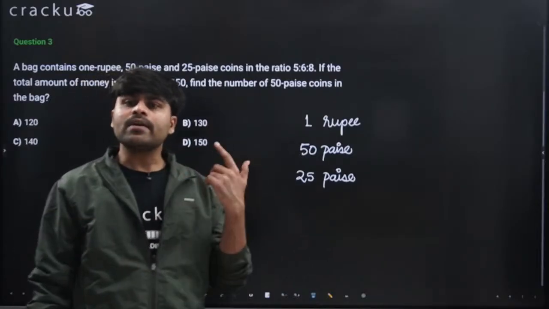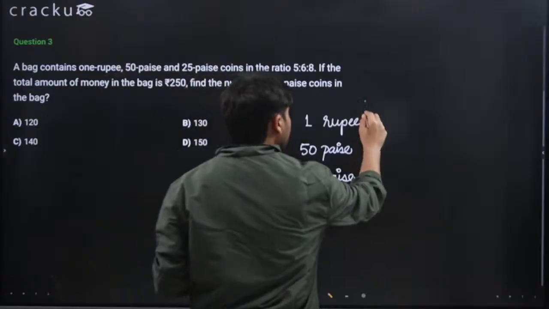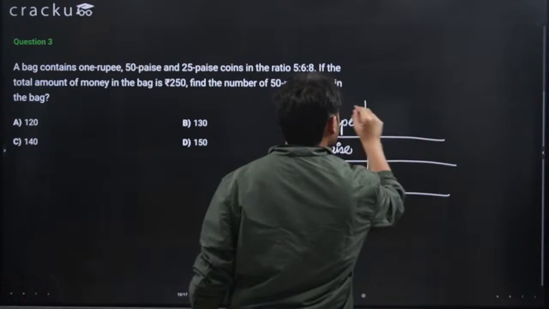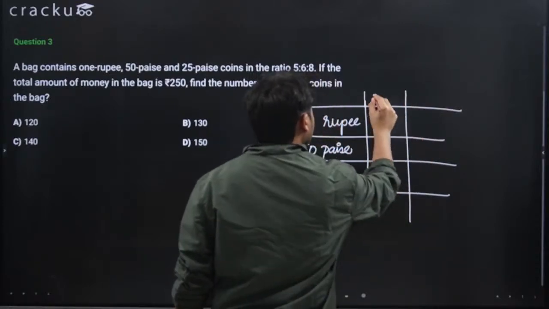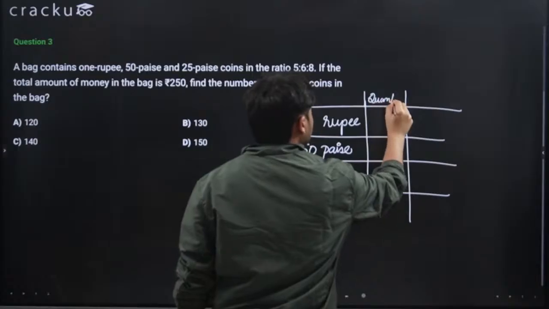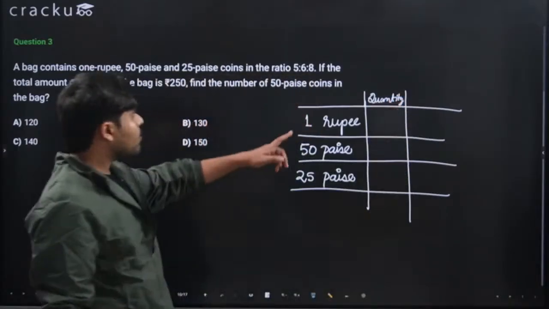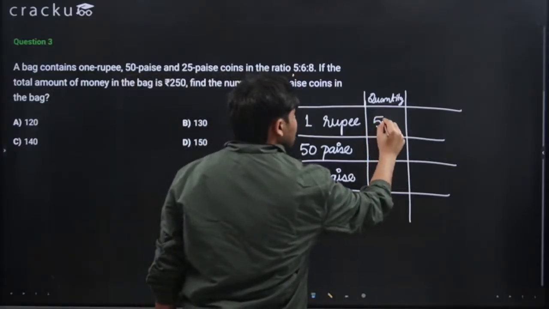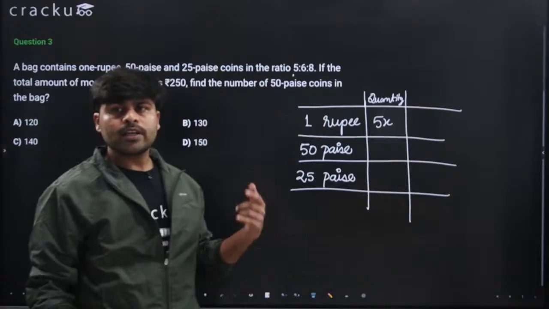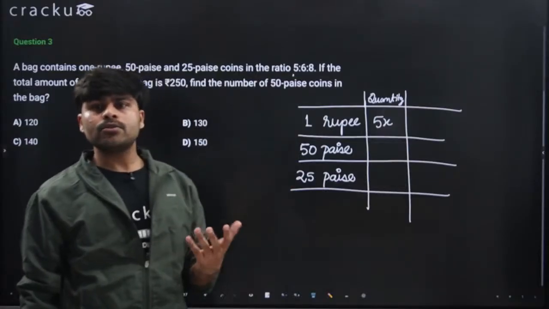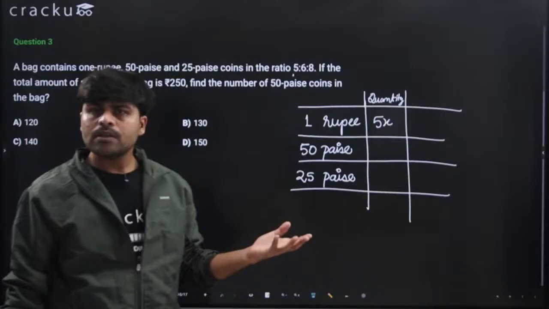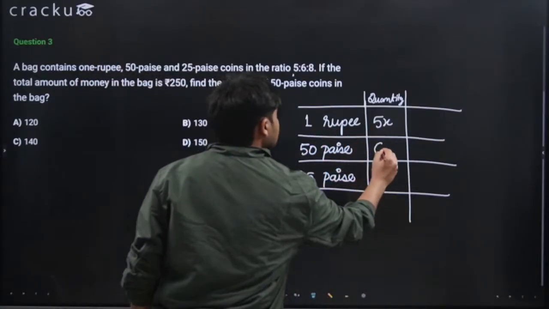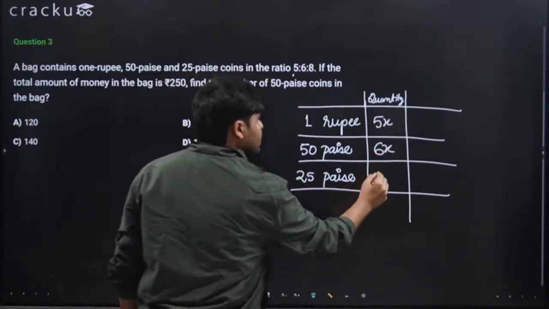We are also given the ratio of the quantity. So how many coins are there of each type? We also have that information with us. So here we will write quantity. The 1 rupee coins, there are 5x. We don't know the exact quantity, we know the ratio. So we will use the ratio to write the quantity in terms of some variable. So we have written 1 rupee coins as 5x, 50 paise coins as 6x, and 25 paise coins as 8x.